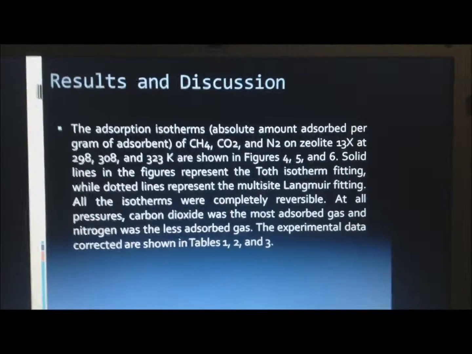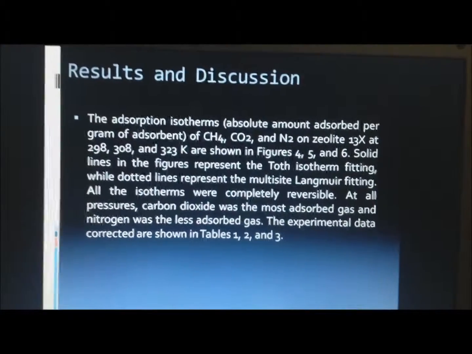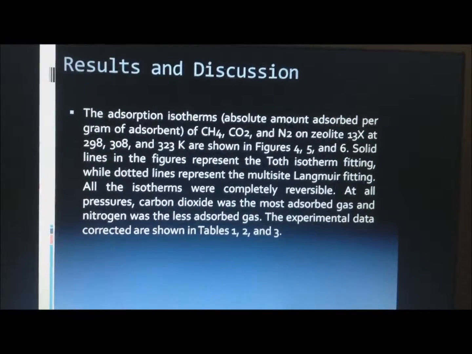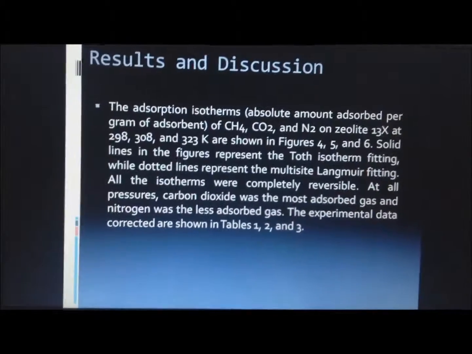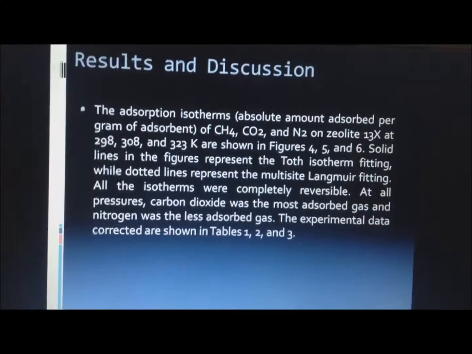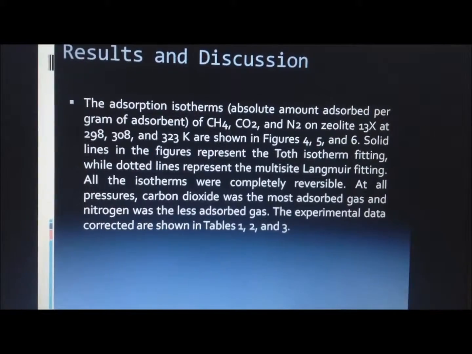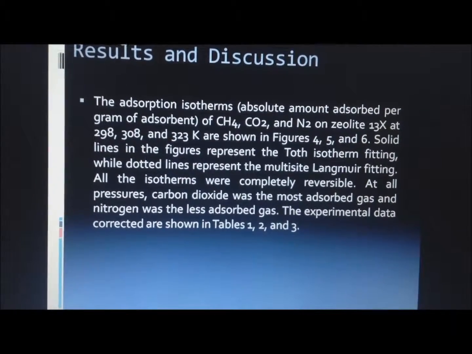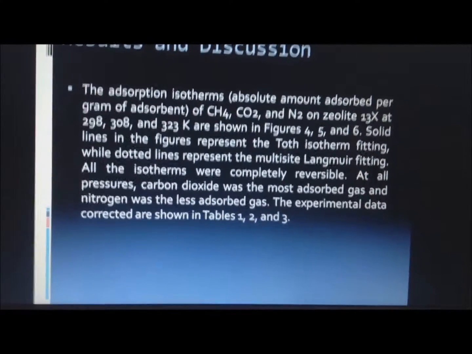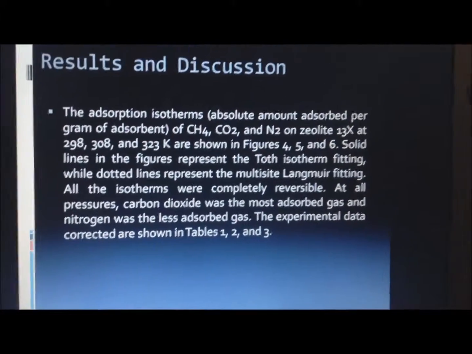The adsorption isotherms of methane, carbon dioxide, and nitrogen gas on zeolite 13X at 298, 308, and 323 Kelvin are shown in figures 4, 5, and 6. Solid lines in the figures represent the Toth isotherm fitting, while dotted lines represent the multi-site Langmuir fitting. All the isotherms were completely reversible. At all pressures, carbon dioxide was the most adsorbed gas and nitrogen was the least adsorbed gas. The experimental data are shown in tables 1, 2, and 3.